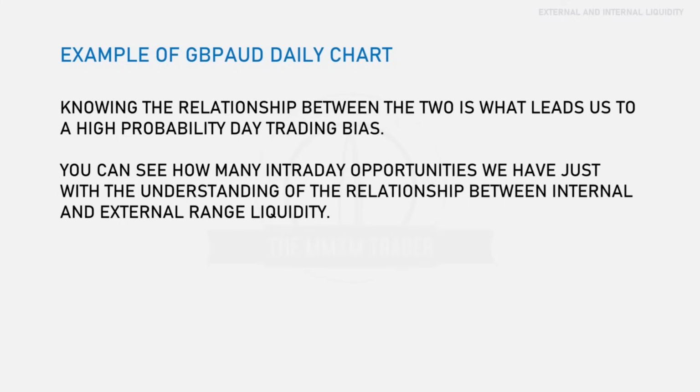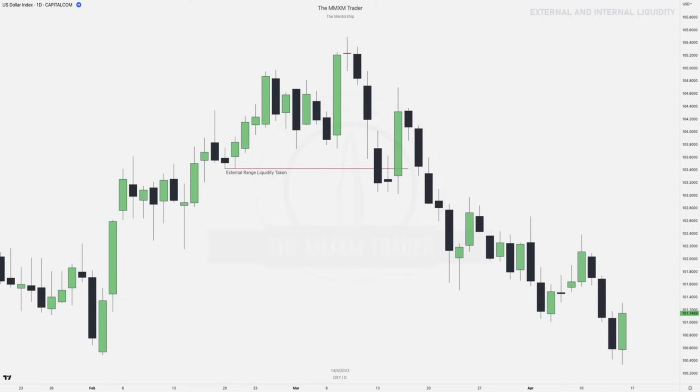Knowing the relationship between the two is what leads us to a high probability daily bias. You can see how many intraday opportunities we just had with the understanding of the relationship between internal and external range liquidity. All right, we've got a USD dollar index daily chart. Again, example after example, and this is what you need to see. You need to train your eyes for external to internal to external, and it will make your reading of bias a lot better. And sometimes you don't know what is the draw on liquidity, but with using external to internal and internal to external, it will make it a little bit easier and, might I say, more accurate.